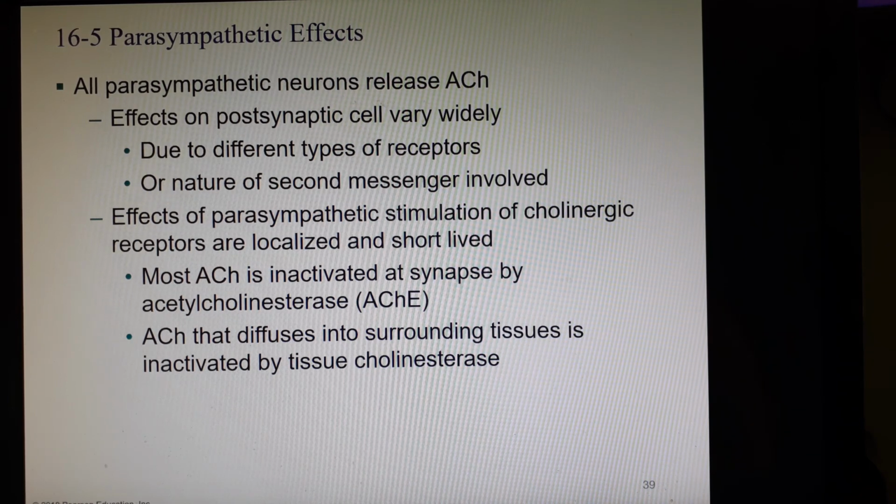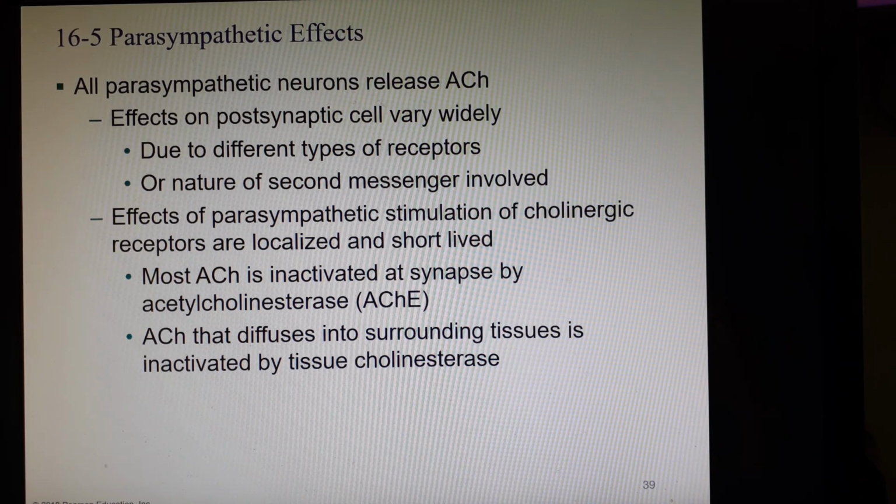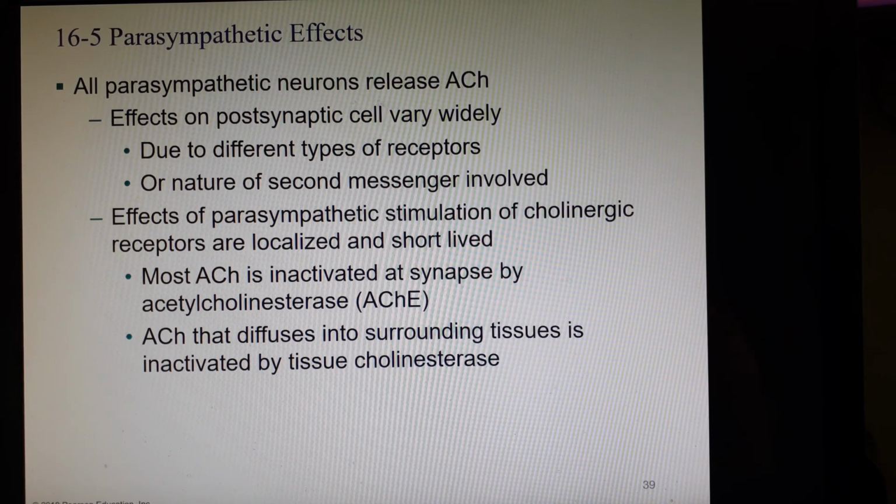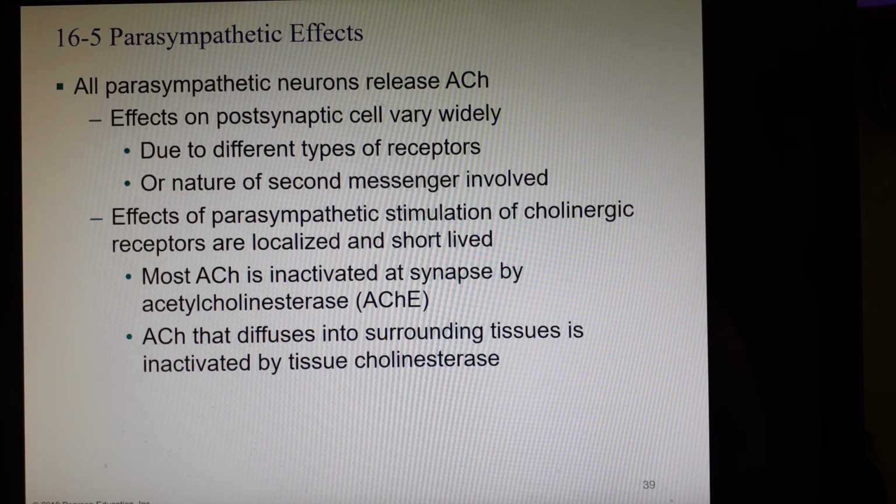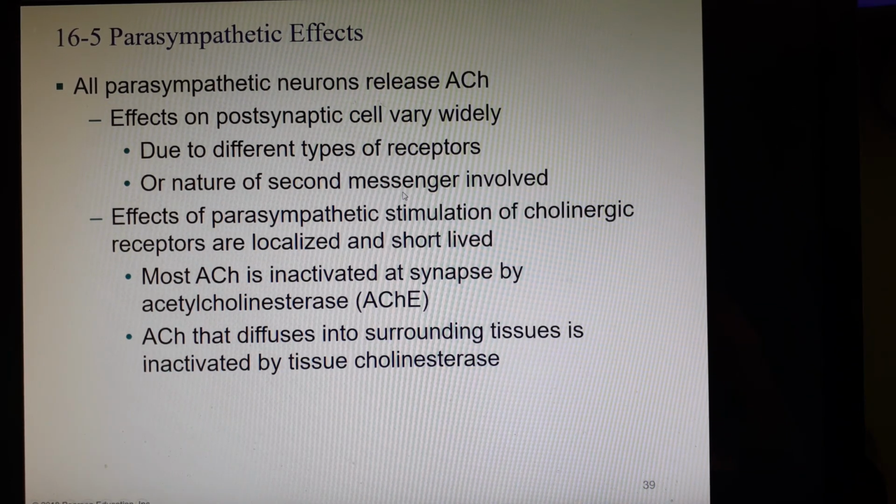Now, unlike the sympathetic nervous system where we had cholinergic and adrenergic neurons, all of the neurons within the parasympathetic division only use acetylcholine. So they are all cholinergic neurons. Now, that doesn't mean that all cells respond the same way. In fact, cells can respond differently depending on which receptors they have or which second messenger system they use.